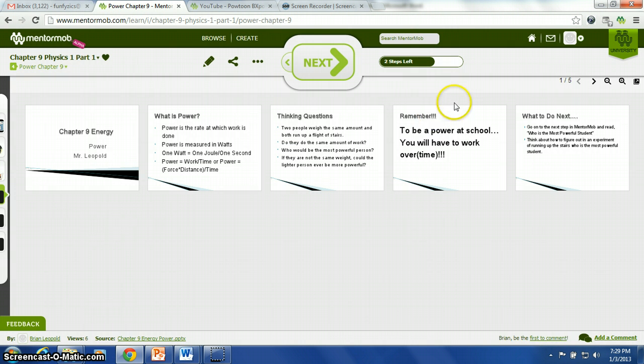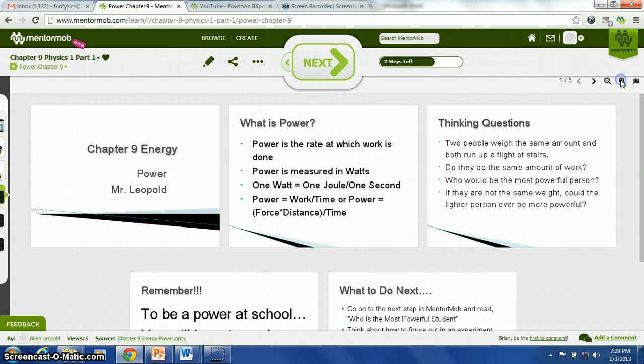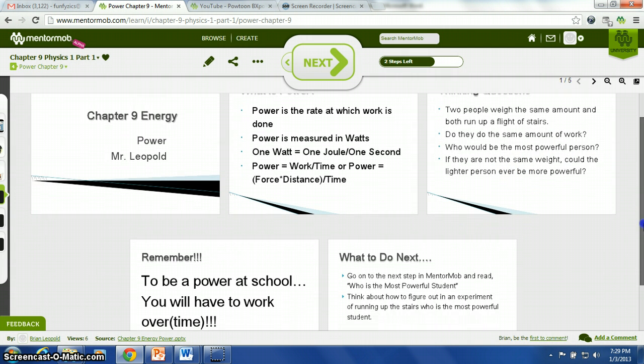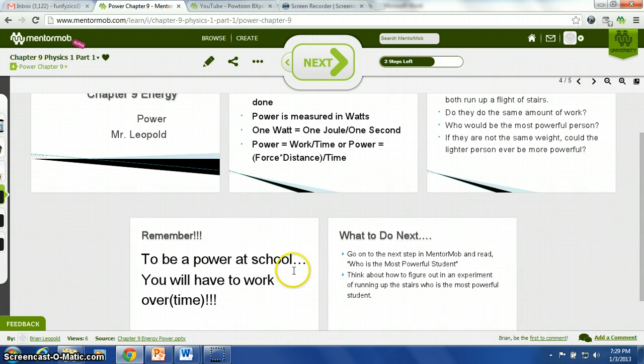Thinking questions. Oh, I can't read that. So let's go over here and make it a little bigger. 2 people weigh the same amount and both run up a flight of stairs. Do they do the same amount of work? Think about it. Who would be the most powerful person? Assuming they don't run up in the same amount of time. If they are not the same weight, could the lighter person ever be more powerful? That's a toughie. Remember, to be a power at school, you'll have to work overtime. Get it?